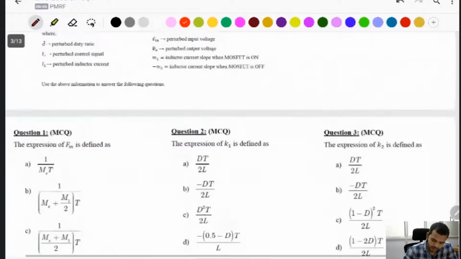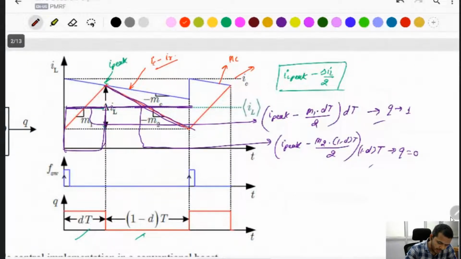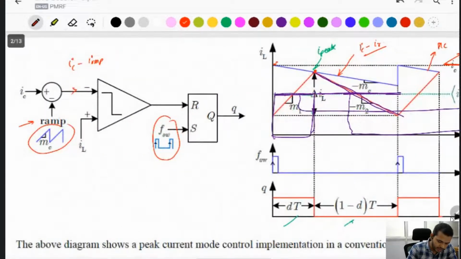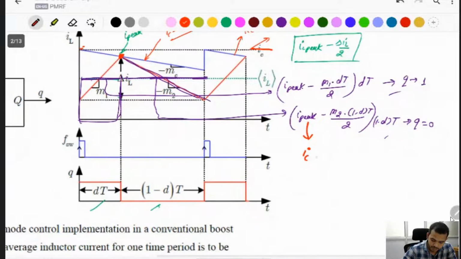One second. I peak. What is I peak? Can I write I peak like this: IC is the controlling current, IC minus the ramp signal MC T. Subtract this, then you find the peak is IC minus MC into T. Here T is the duty cycle time, DT. At the DT time, this MC is equal to the IL peak, MC into DT. Here is the IL peak.